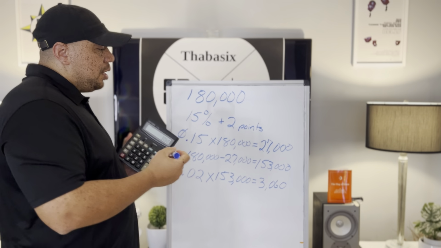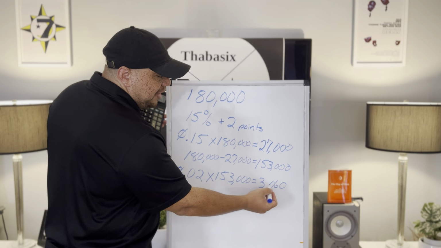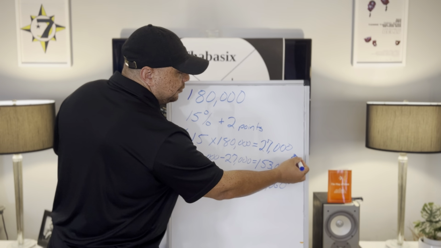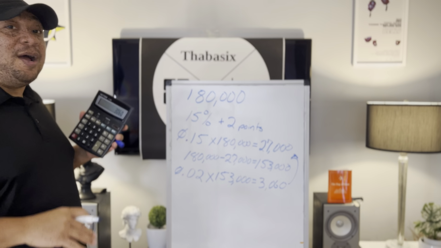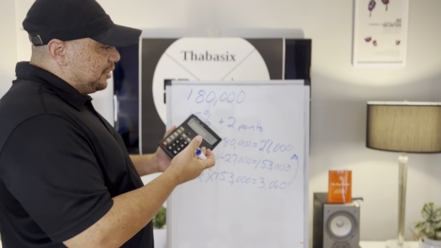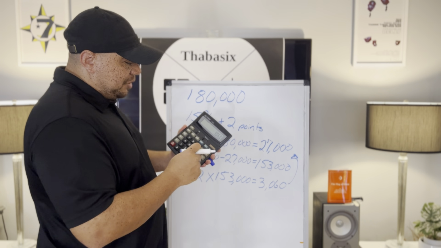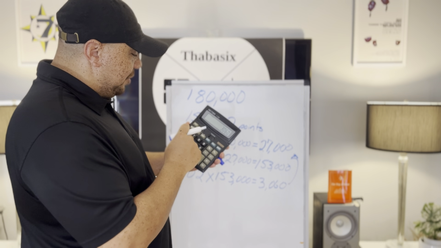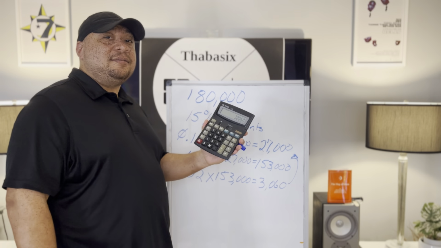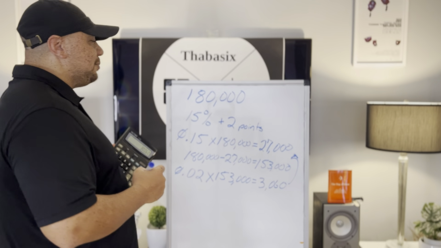So now, this is the points. So you would have to add this $3,060 to the 27,000. And that's the amount that you will be required to bring to the closing. Okay, so let's use the calculator. I could do this in my head and know that it's $30,060, but I'll just add it to the 27,000. $3,060. All those zeros, make sure you write this correct.